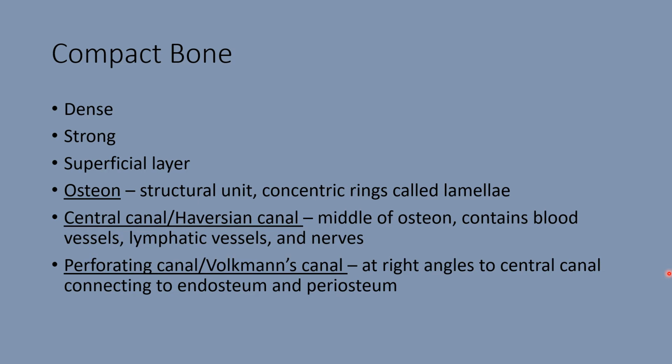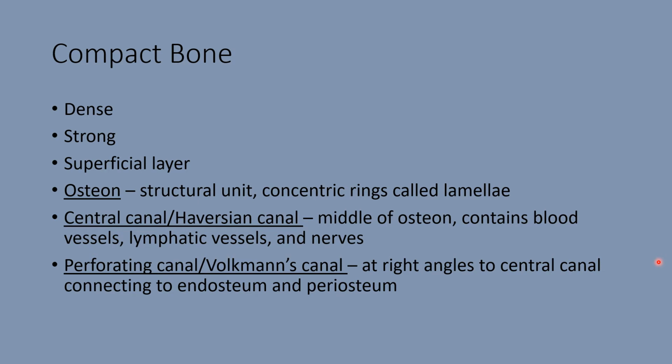It's a structural unit. What it looks like, concentric rings, we call them lamellae. What the osteon is, the concentric rings, concentric ring, remember, is going to be where you have a series of rings and start off small, and they have a little bit larger ring around that one, and then a third ring around the second one. And it's very distinctive in what it looks like. In the very middle of that is what we call the central canal. Older books call it the Haversian canal.